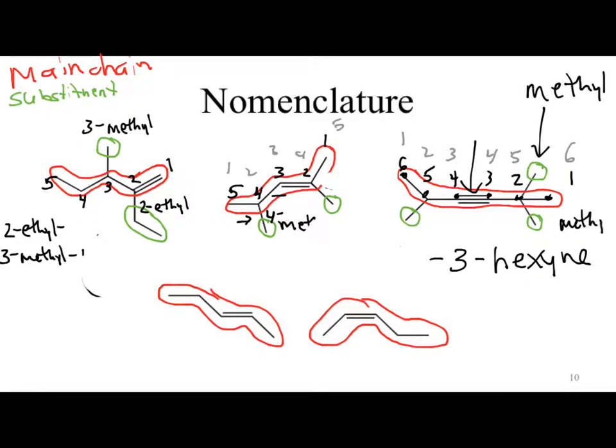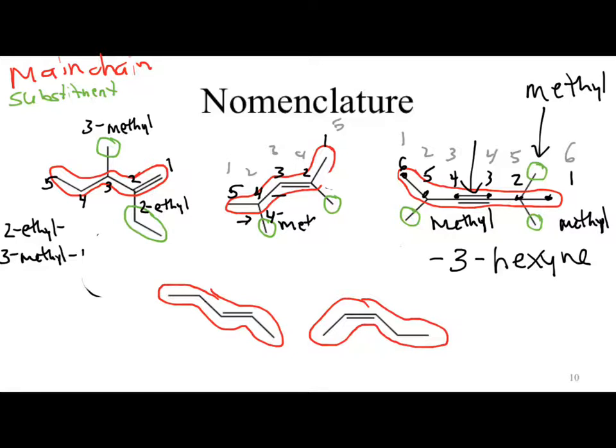Where our methyls are located, we need to specify based on our numbering. Our triple bond didn't help us figure out which way to number. So what we now have to do is decide which of those numberings gives us the lowest number to all of our substituents.